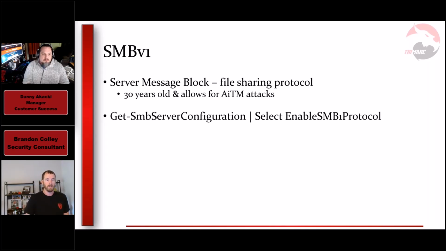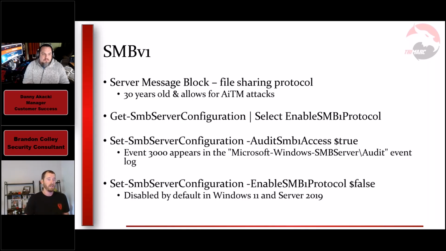So the finding and the fixing all exist in these commands. You can identify if this is a problem in your environment by just looking to see if SMBv1 is enabled. Then you can audit for it. That second command is going to allow event IDs in the 3000 range to appear in your event log, so you can identify if any SMBv1 is actually occurring. And then obviously you can turn it off.